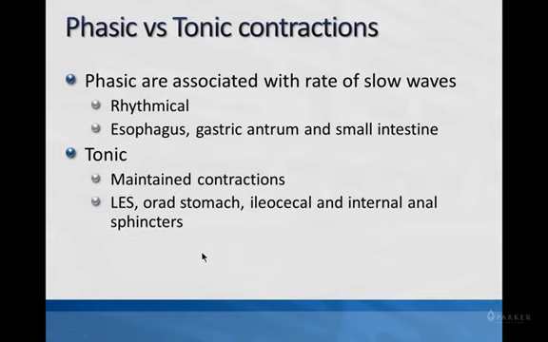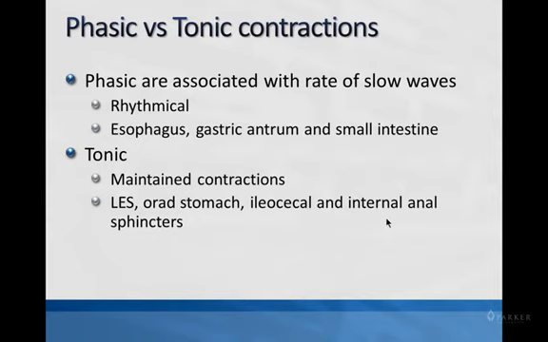I have some examples of places where you'd see maintained contraction. Think about places where you want to control movement of things from point A to point B. The LES, the lower esophageal sphincter, controls movement of things from the esophagus into the stomach. You want to control movement of things from the ileum into the large intestine, the cecum. The internal anal sphincter is smooth muscle, and it controls things going outside of your body. So you have tonic contractions there. So you have either phasic or tonic contractions in smooth muscle.